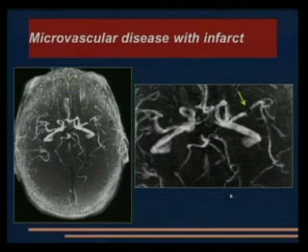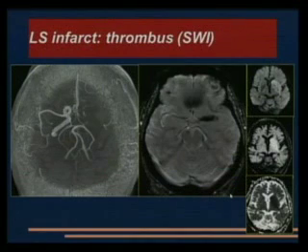And this is the defect in the MRI. In susceptibility, in some cases you see the thrombus. That's in this case.